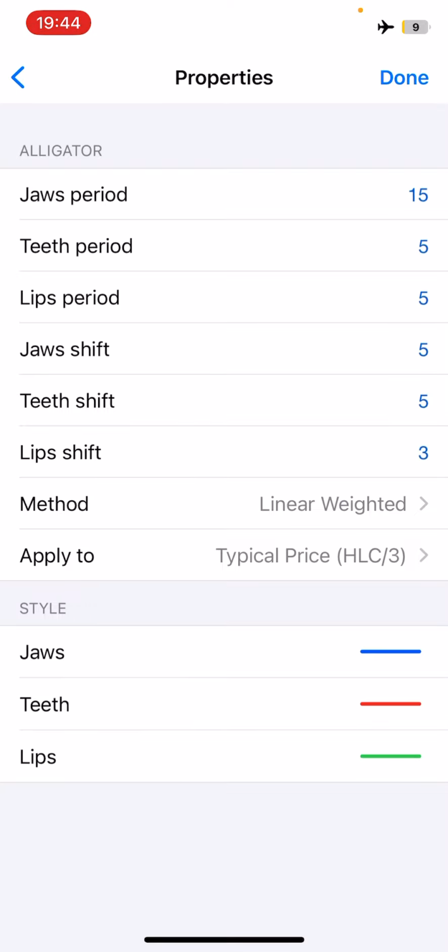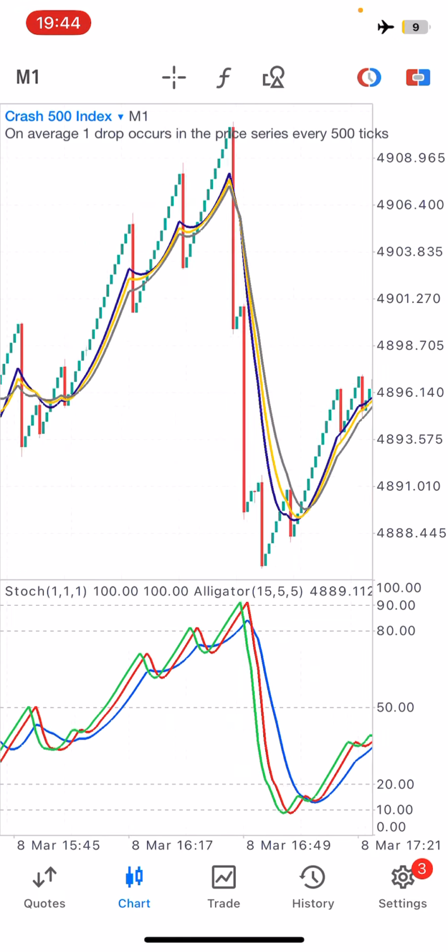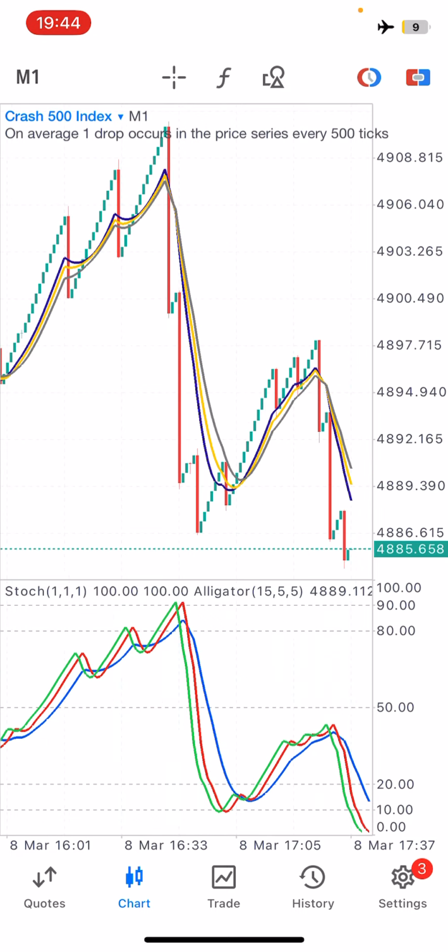Okay, then we move on to the styling of this indicator. Of course, we'll keep our jaws as blue, our teeth as red, and our lips as green. Okay, please remember these colors because I'm going to refer to them during the course of this video. Okay, and then I'll click done, and we'll have something like this on our charts. Okay, we are 3/4 done with setting up our strategy. I'm going to share with you guys the next indicators that we will need for indicator window 2.